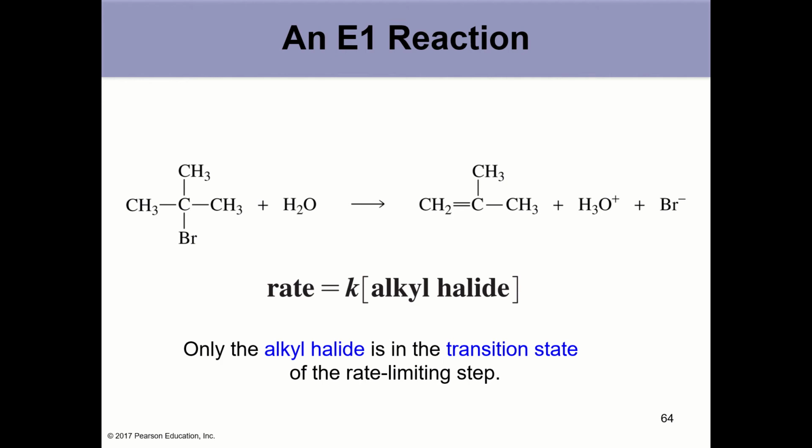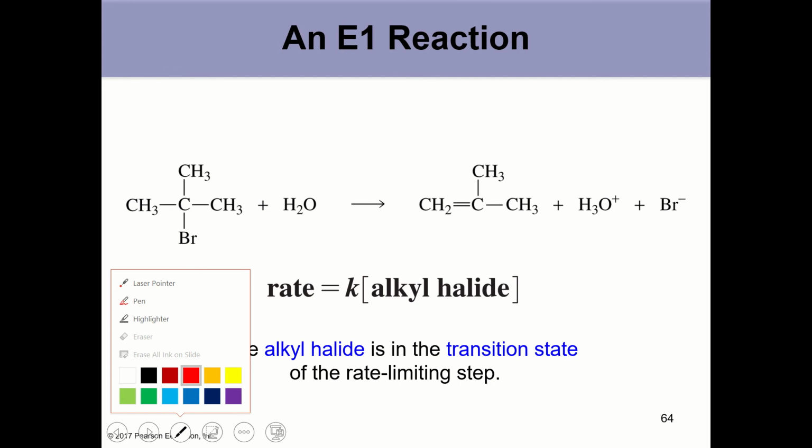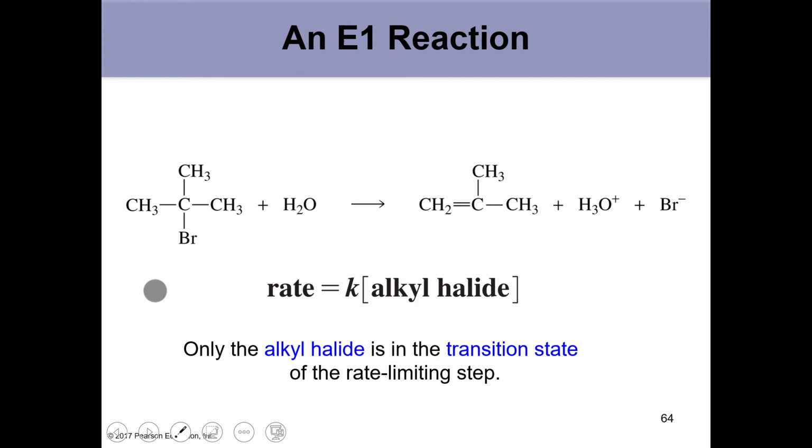So the E1 reaction can occur with tertiary alkyl halides and secondary alkyl halides. The reason we're limited to tertiary and secondary alkyl halides is because we are going to go through a carbocation intermediate. And the rate of reaction, similar to the SN1 reaction, because it goes through a cation, the rate limiting step is the formation of the cation, and the rate of the reaction is dependent only on the alkyl halide. The solvent and the nucleophile do not affect the rate of reaction.